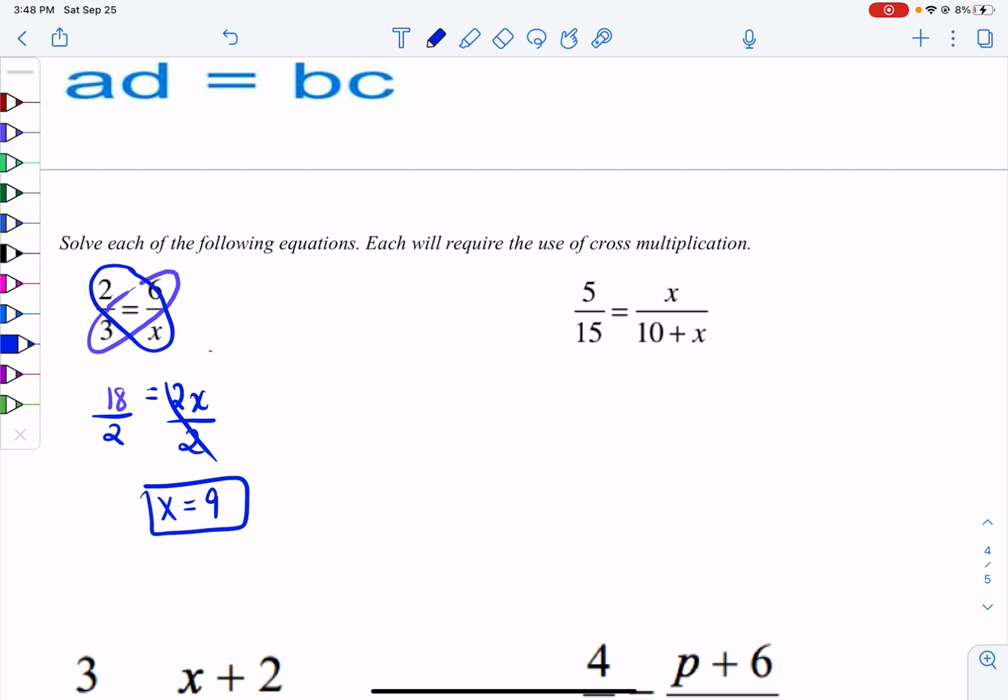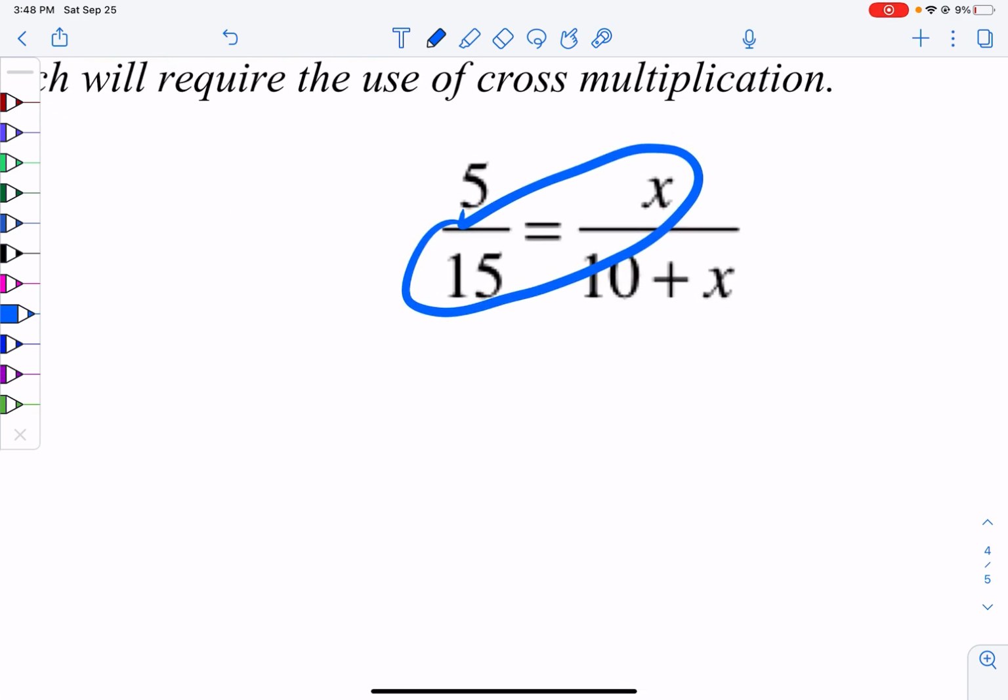Question number 2. I have 5 over 15 equals x over 10 plus x. So what we're going to do is we're going to cross multiply. So I get 15 times x is 15x.